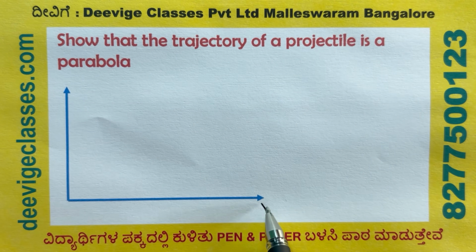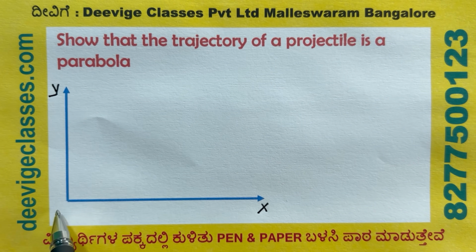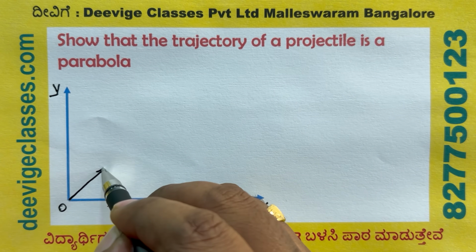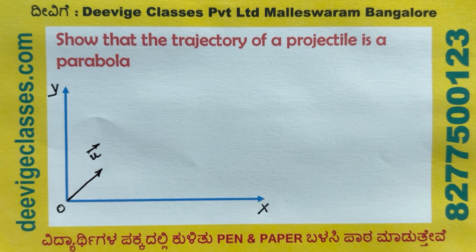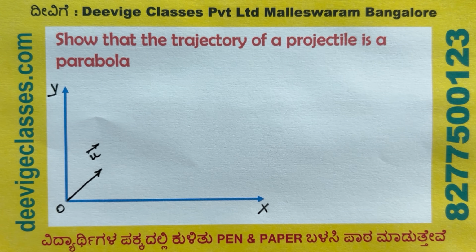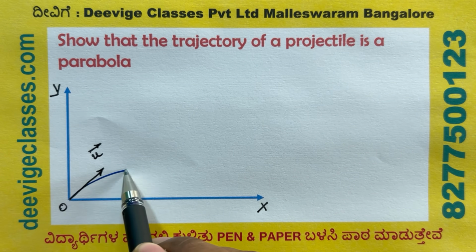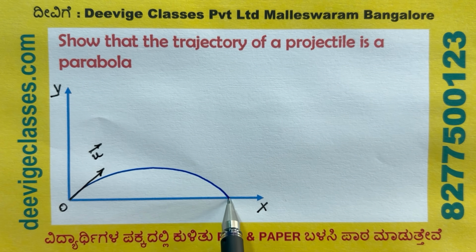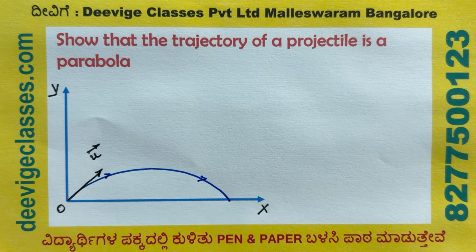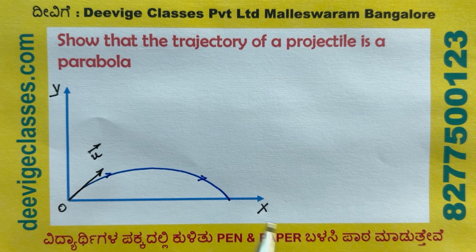For our reference, this is the x-axis and this is the y-axis, and from the origin O, we are going to throw an object into space with the initial velocity u. When an object is thrown into space and moves under the effect of gravity, it is called projectile motion. This is the path traced by a projectile, which is called the trajectory.